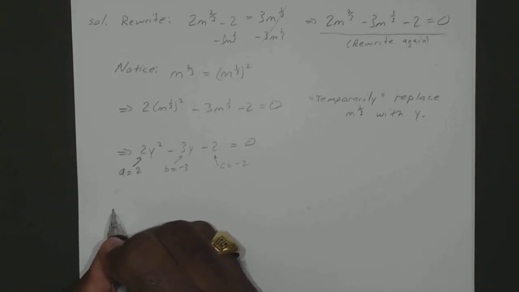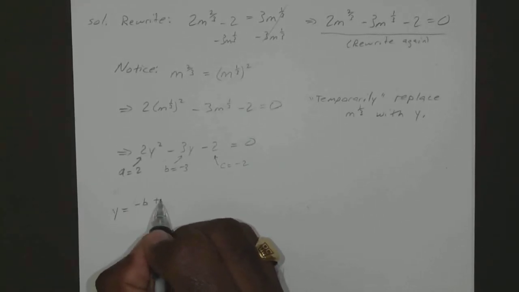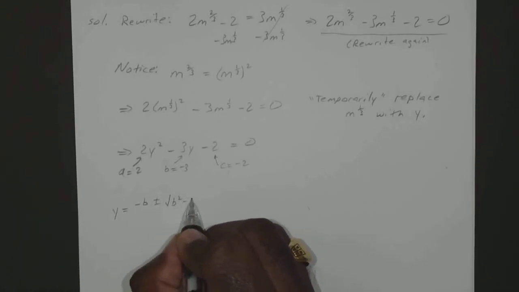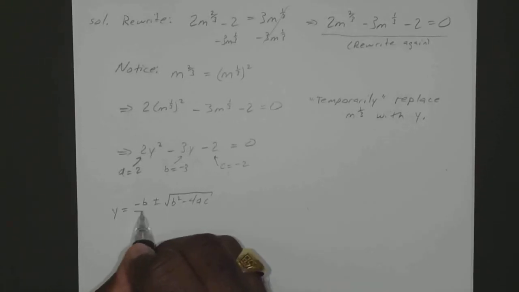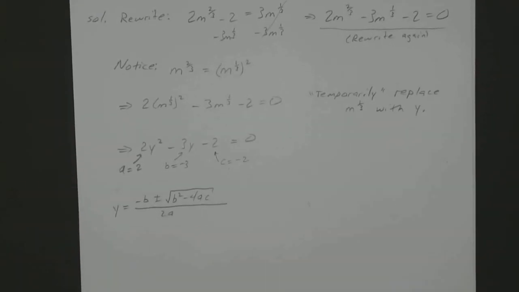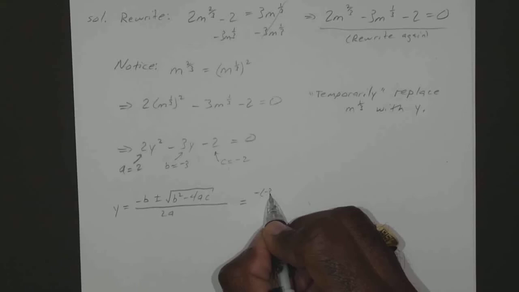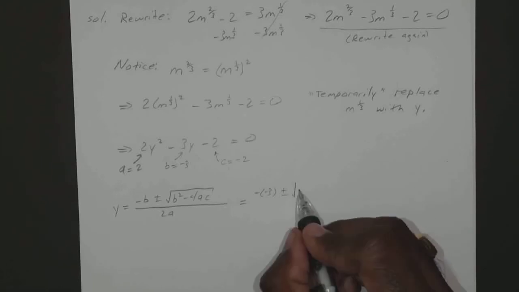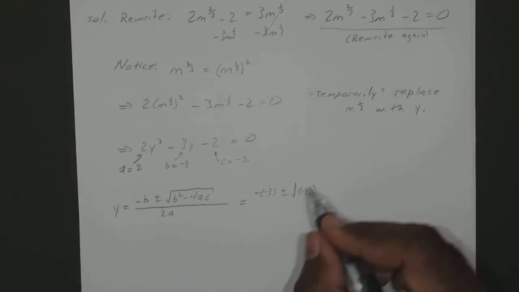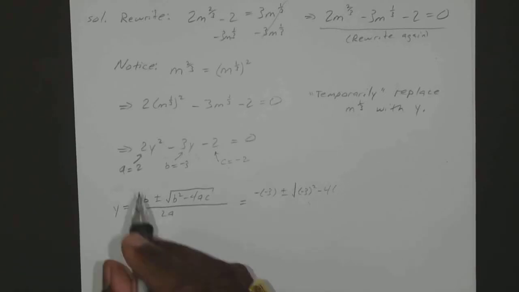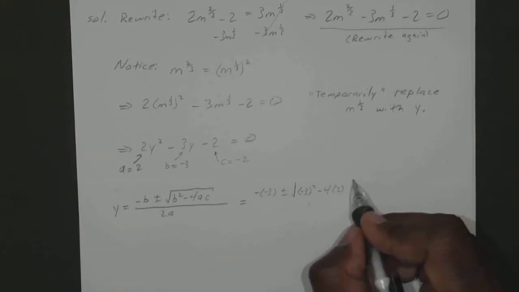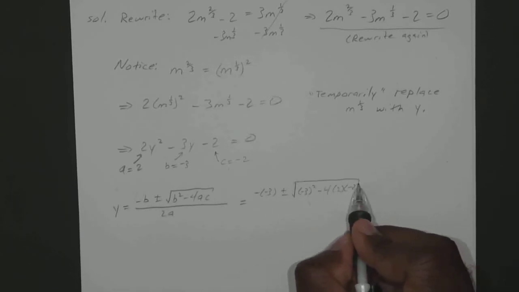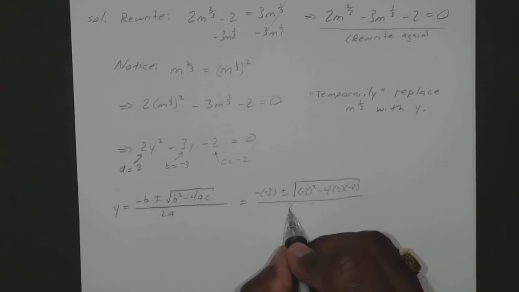Okay, so we know that y is equal to negative b plus or minus the square root of b squared minus 4ac, all over 2a. Which is equal to negative b, which is negative 3, plus or minus the square root of b squared, so that's negative 3 squared, minus 4 times a, which is 2, times c, which is negative 2, all over 2a, which is 2 times 2.